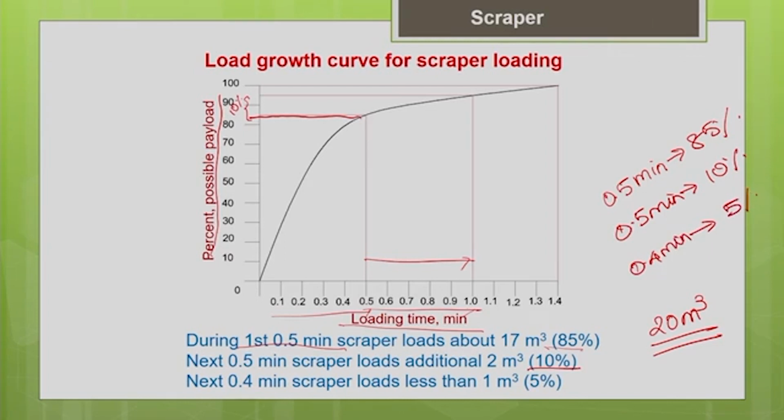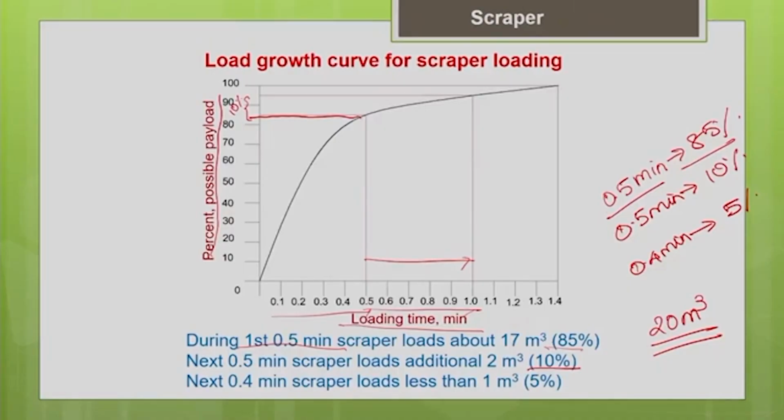So, by looking at these values, you can see that beyond 85%, beyond 0.5 minute of loading, the rate of loading is reducing. That is why we have to draw this kind of load growth curves, and we have to find the optimum loading time for the particular scraper and for the particular material, and we have to load the bowl only to that particular capacity. So, we have to go by only the optimum loading time. Optimum loading time can be determined from the load growth curve, and you can also get the value from the manufacturer.